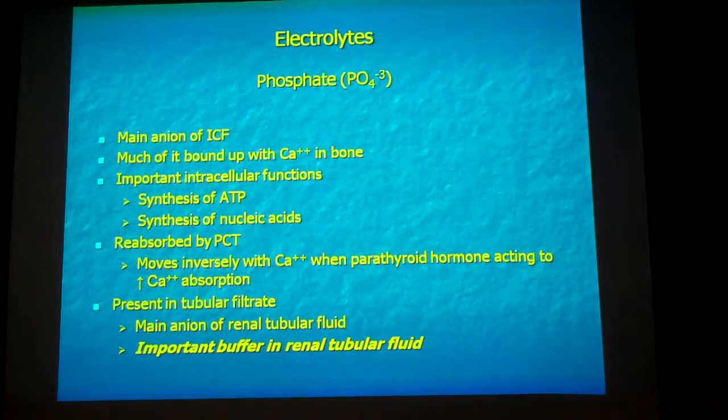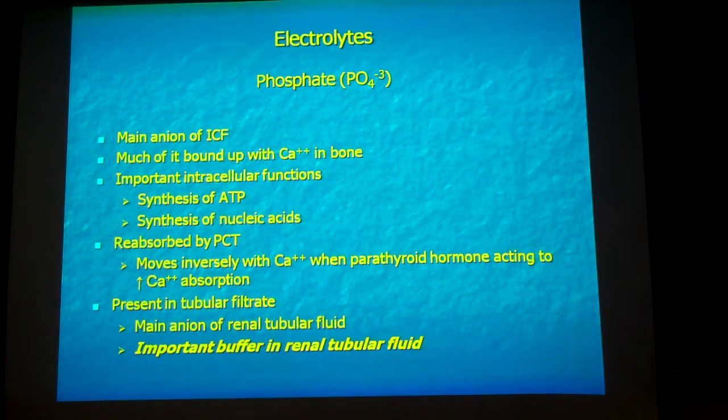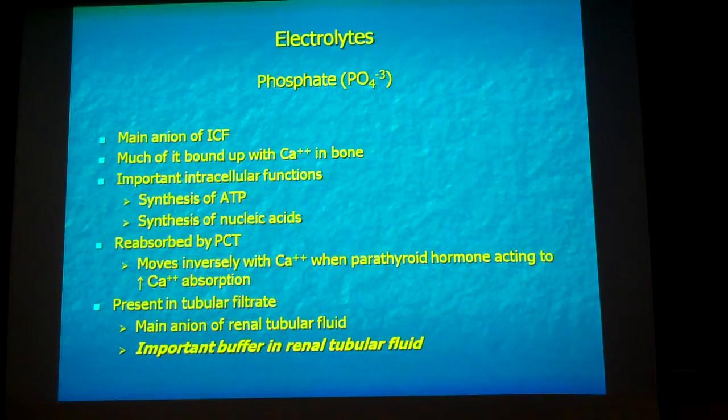Now, phosphate is mainly an intracellular ion. So it's an intracellular buffer, for example. But it is also an important extracellular buffer because it acts as a buffer in renal tubular fluid, as I shall show you later. All right, so although it's mainly an intracellular ion, it has an important use as a buffer outside the cell, and specifically in renal tubular fluid.